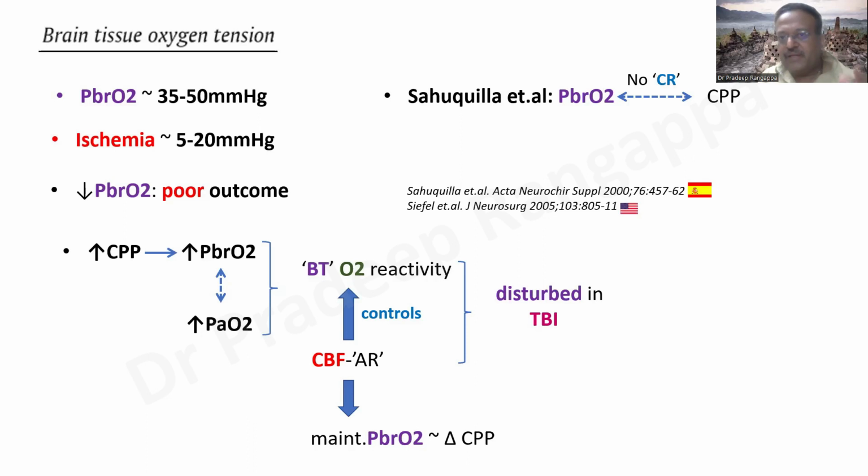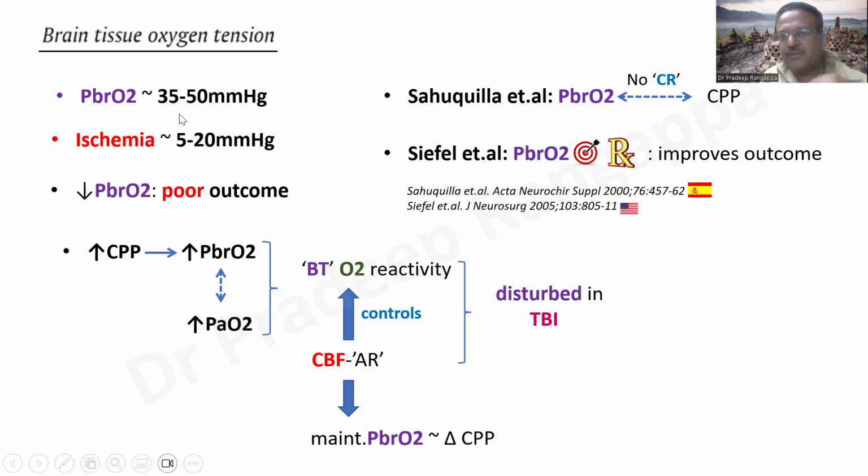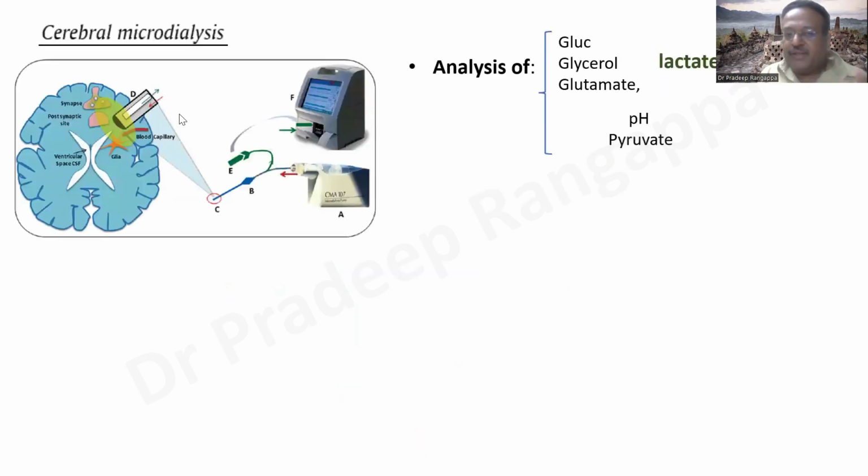There is a study from Spain which says brain tissue oxygenation has no correlation with the cerebral perfusion pressure. And there is another study from the US which tells you that brain tissue oxygen used as a target to optimize cerebral perfusion does improve outcomes. There are no big studies. There are studies to say brain tissue oxygen may be a useful tool as an adjunct to determine whether cerebral perfusion is happening well. So, just the last couple of slides, microdialysis.